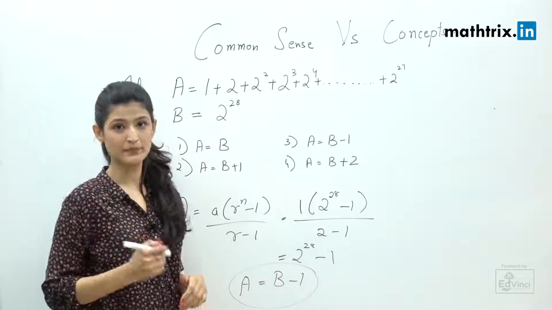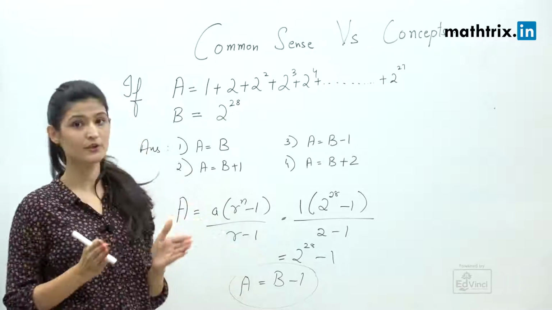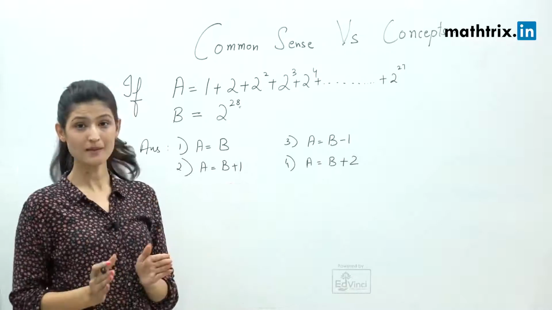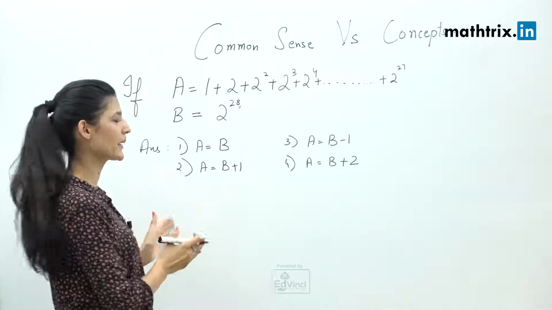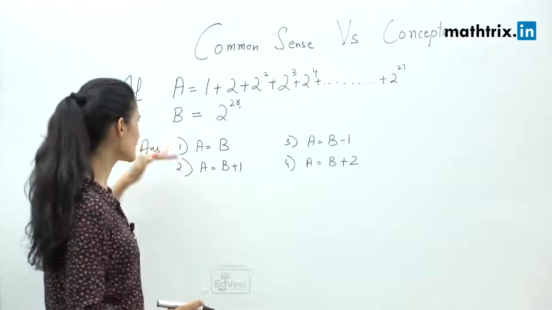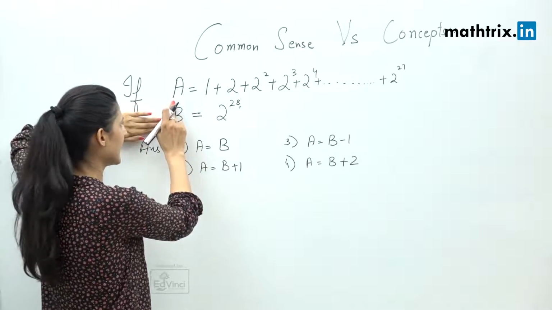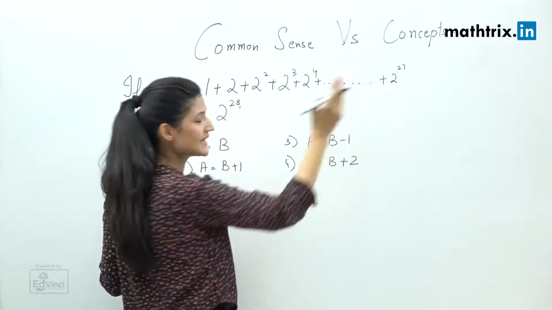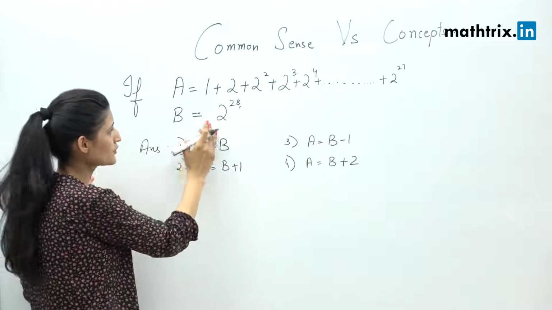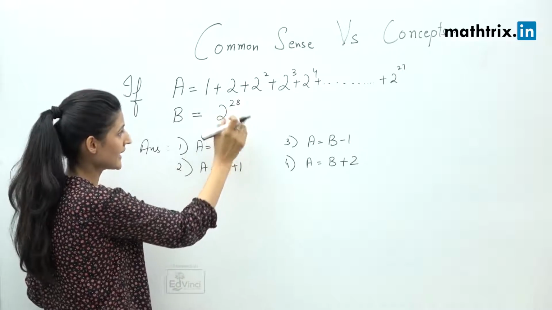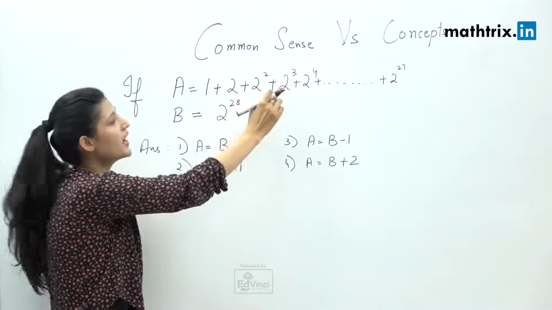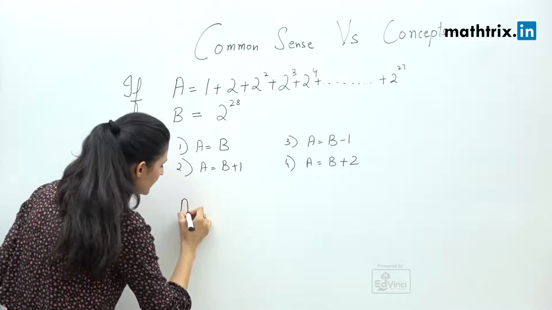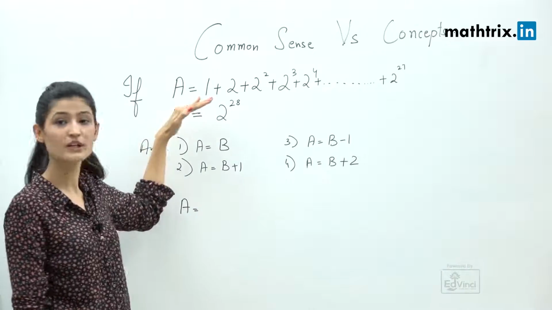So this approach is simple, but still it can only be used by a person who has knowledge of maths or who knows what GP is. With the help of common sense, we can solve this question very easily. Just observe this, where A is equal to 1 plus 2 plus 2 square, where we have 28 terms, and B is equal to 2 raised to the power 28, where 28 is nothing but the number of terms A has. So now let's solve it first by having only 2 terms.